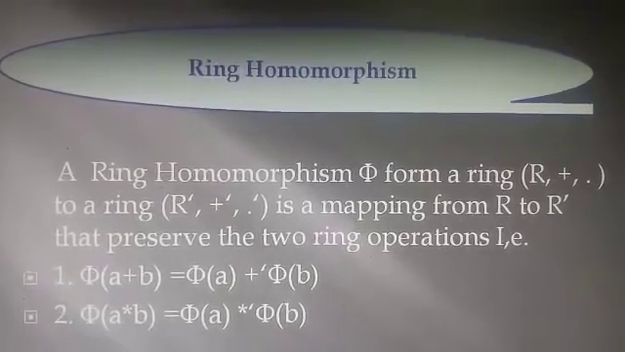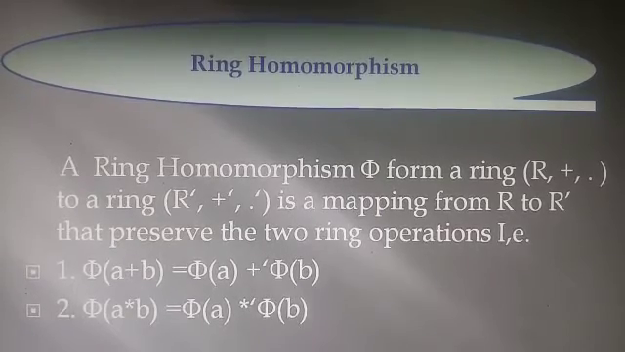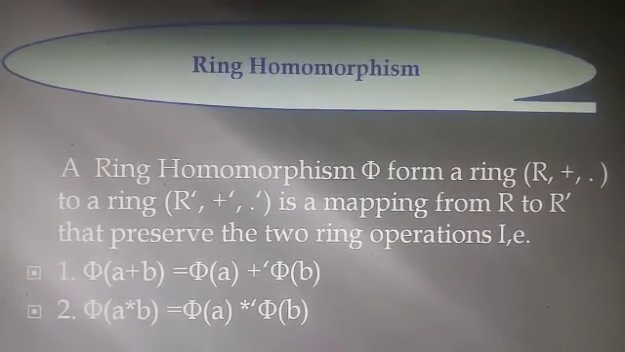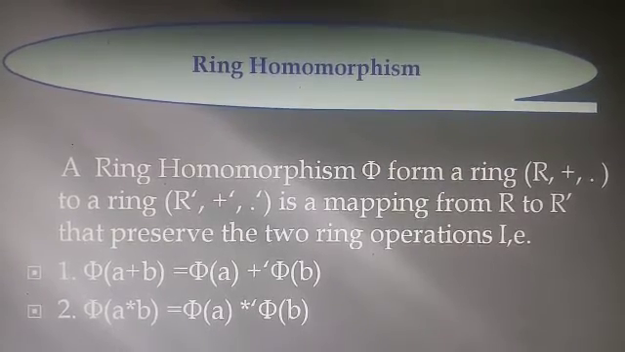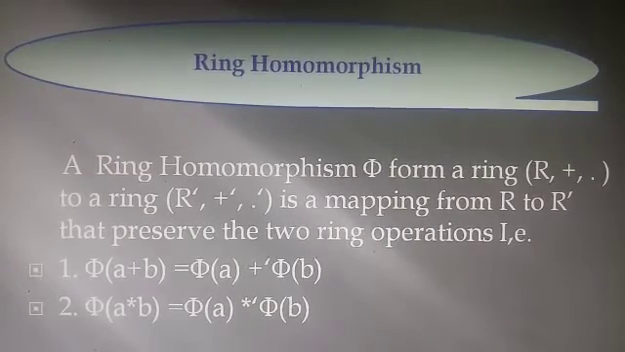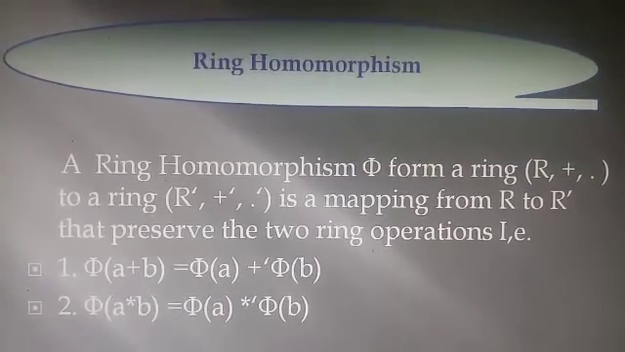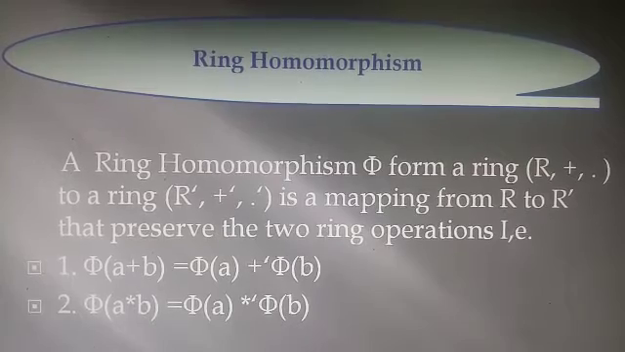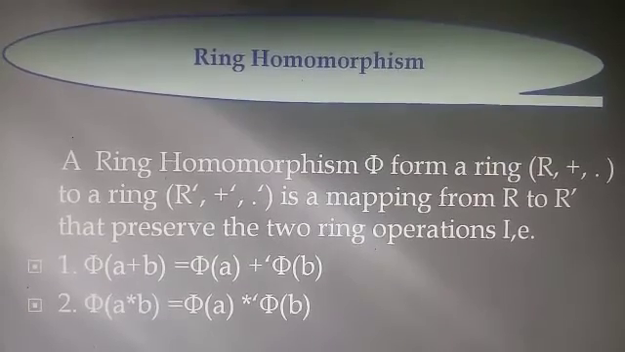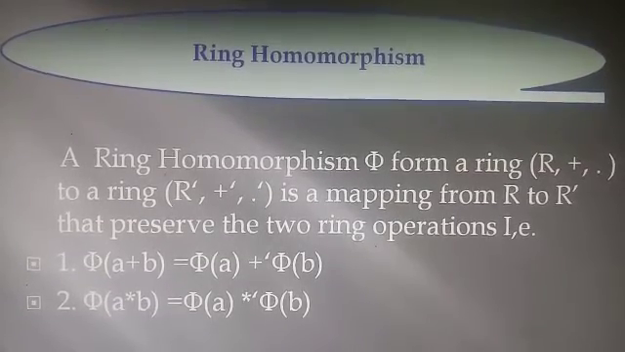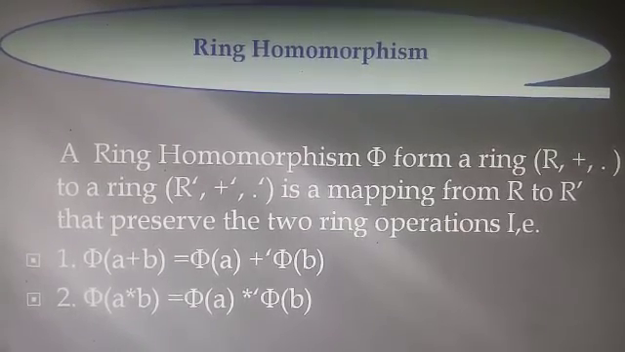Ring homomorphism. Homomorphism is the function which preserves the group operations from one group to another group. So the same thing will be applied even for ring theory. The ring homomorphism phi is from the ring R to the ring R dash, with respect to sum and product, from the mapping R to R dash, preserving the two ring operations. That is, phi of a plus b equals phi of a plus phi of b, and the second one, phi of ab equals phi of a dot phi of b.